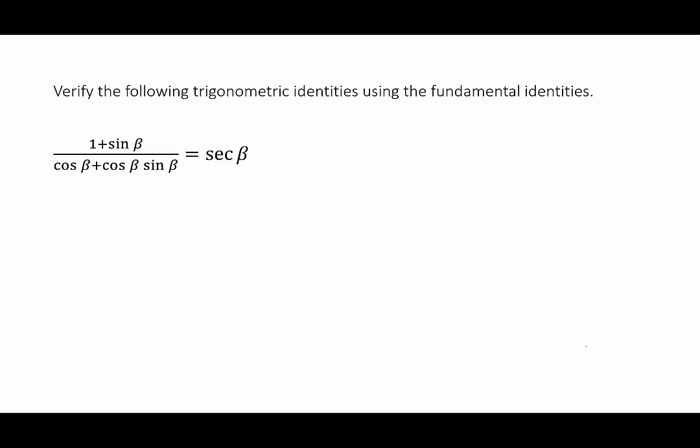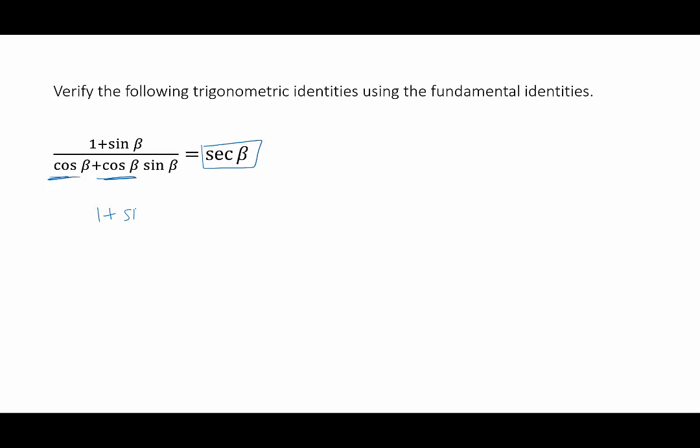Okay, in our next example, and if you're feeling ready, pause the video, see if you can do this. You definitely know which side you're going to be working with. It's going to be the left side again. So we want to make the left side match secant of beta. Let's see, okay. Oh, look at the denominator. In the denominator, we have a common factor. So what happens if I factor that out?